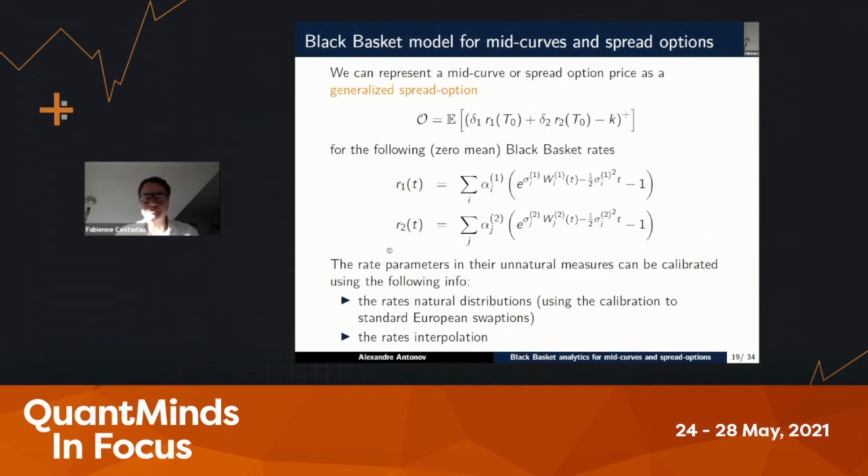The rate parameters in the natural measures can be calibrated using the following information: the rate's natural distribution and the rate interpolation. So we suppose we have already calibrated both rates, and all these parameters are fixed for their own standard option markets.